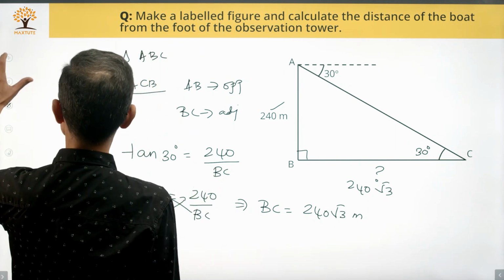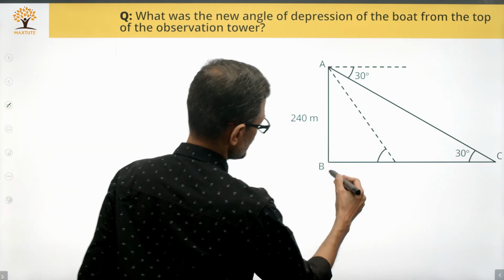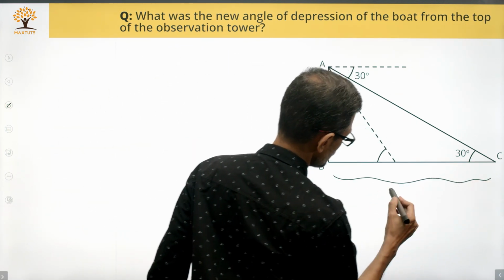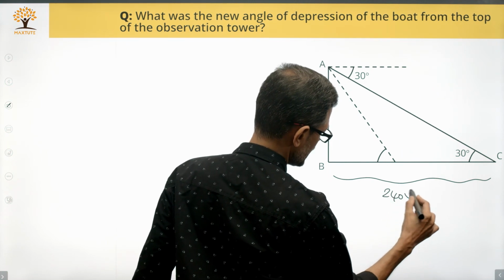Let's move on to part 2. Now the boat has moved closer. We have computed BC to be equal to 240 root 3 meters.